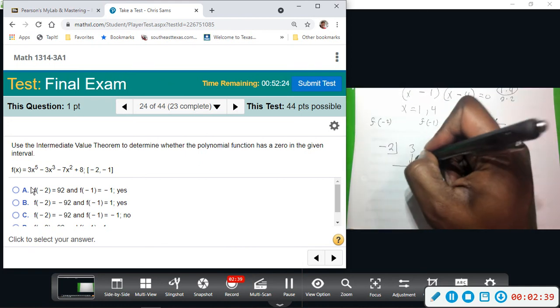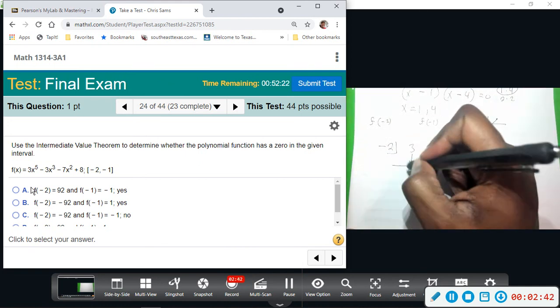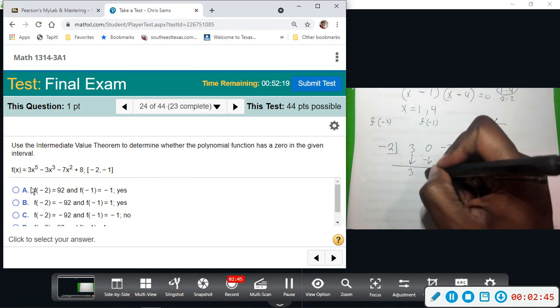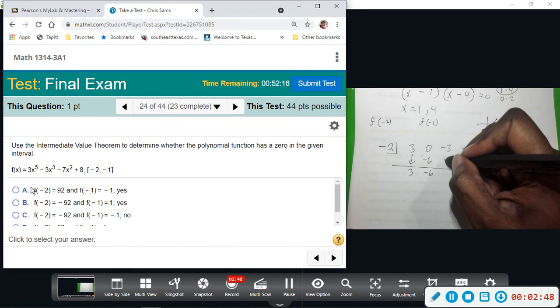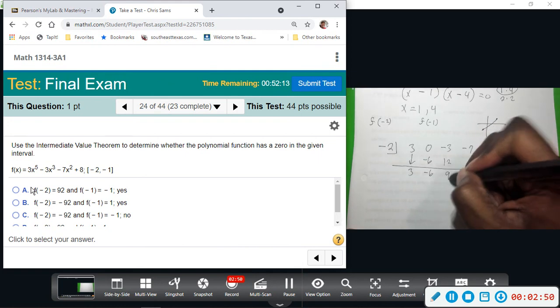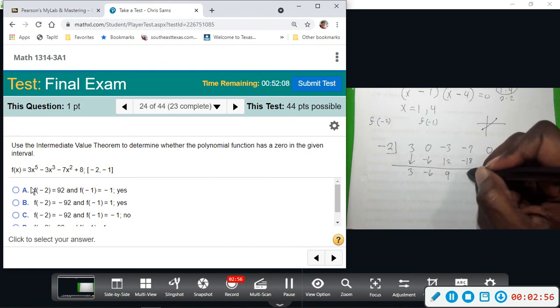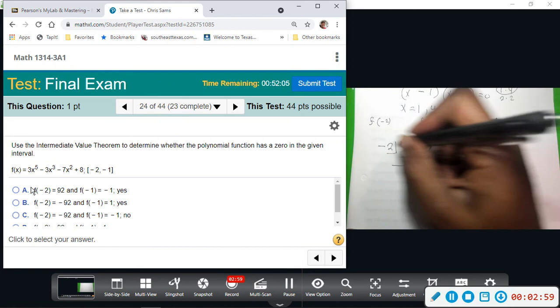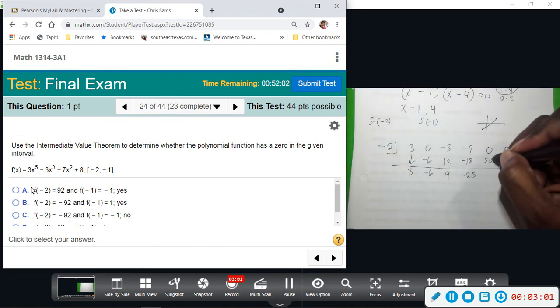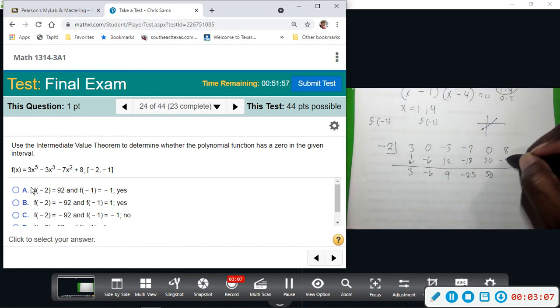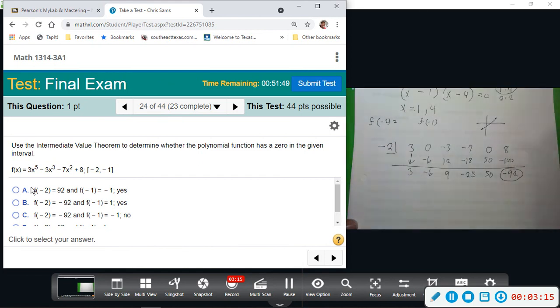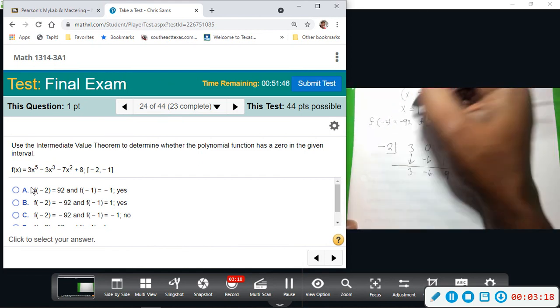I'm going to drop down this 3, multiply, give me a -6, combine, -6, multiply, give me a positive 12, combine, give me a positive 9, multiply, give me -18, combine, give me a -25, multiply, give me a positive 50, combine, still positive 50, multiply, give me a -100, and combine, give me -92. So we get a -92 here. So f of -2 would be -92. We get a negative value.